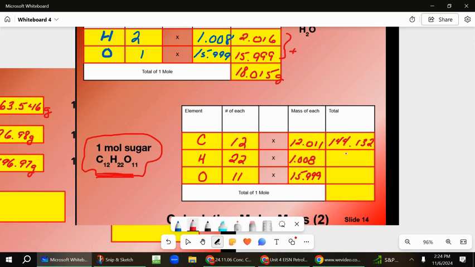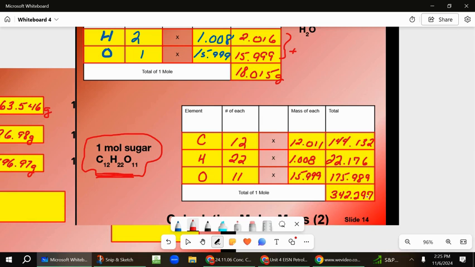Now, someone please take 22 times 1.008. 22.176. And someone take 11 times 15.999. 0.98? All right. Now, take and add these three numbers together here, ladies and gentlemen. Again, with your calculator, take and add these three numbers together. 342.297. Okay.